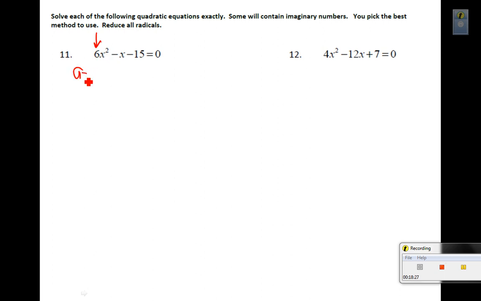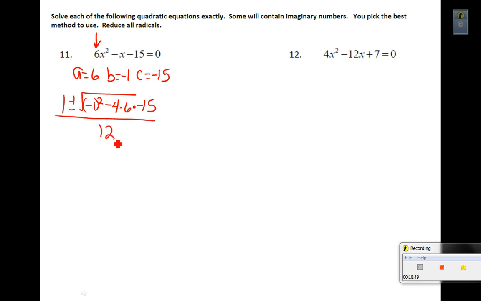In this case, a is 6, b is negative 1, c is negative 15. So I'm going to have 1 plus or minus the square root of negative 1 in parentheses squared minus 4 times 6 times negative 15, all over 12. Now I'm going to have 1 plus or minus the square root of something over 12. And since it's a video and I don't want it to last forever, I already ran that through and it's 361. Lucky for us, the square root of 361 is 19.